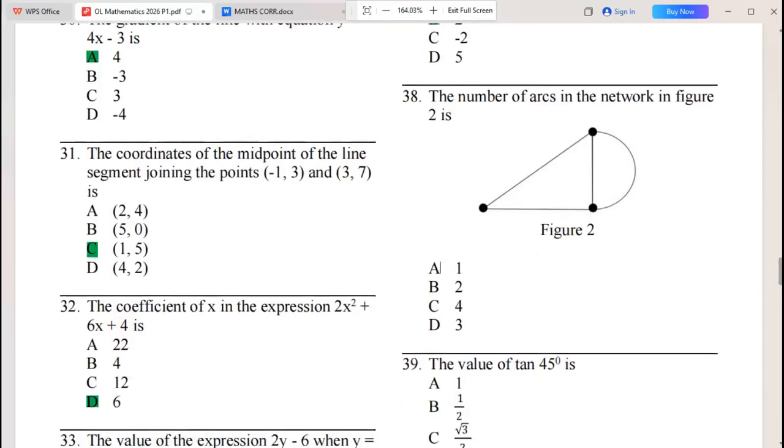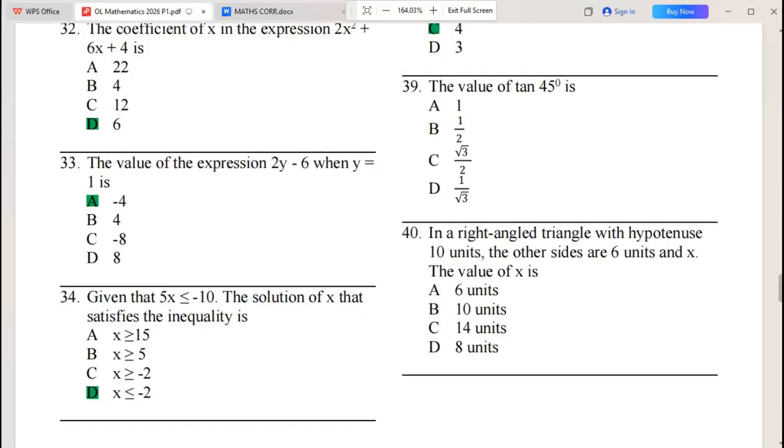Question 38. The number of arcs in the network in figure 2 is. Arcs are lines that connect 2 points in a figure. Now looking at this figure, we have this line connecting these 2 points, this line connecting these 2 points, this line connecting these 2 points, and finally this curved line connecting these 2 points. That gives us a total of 4 arcs, which is C for question 38.